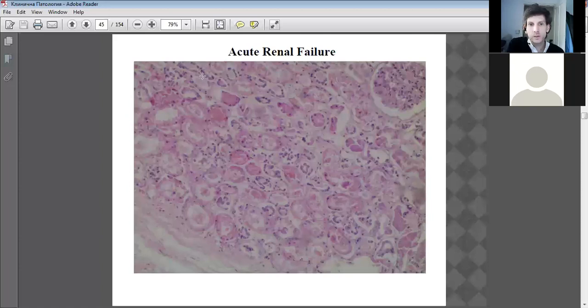Towards the top, there are some areas of 1 or 2 normal cells, but degeneration quite close to them. So this is, yeah, definitely fairly advanced acute renal failure. Fairly advanced, yeah.